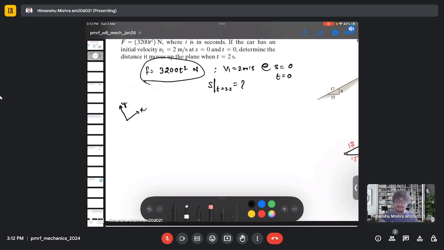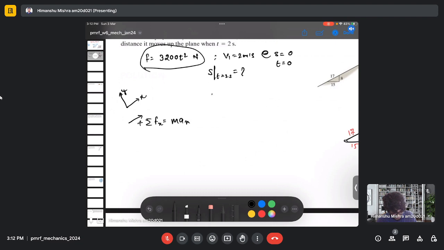It is advisable to always do the force balance analysis first, because from the force balance analysis we will get clear how to go ahead. So in the x direction, here I will be using Newton's second law.